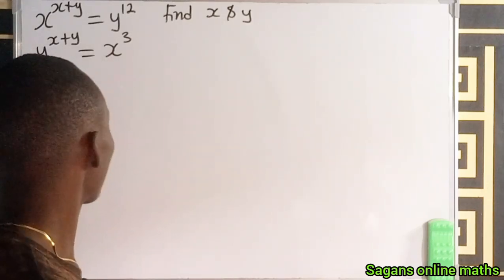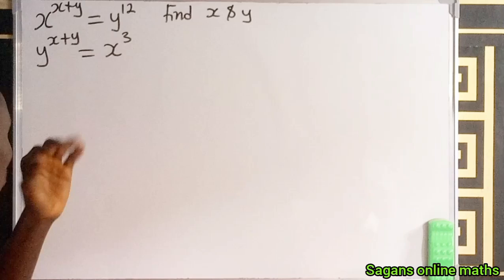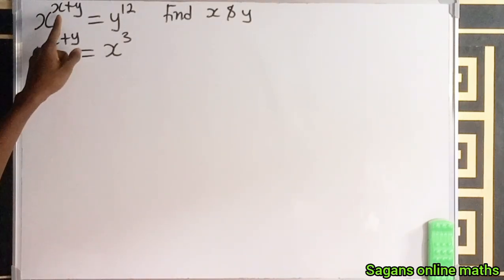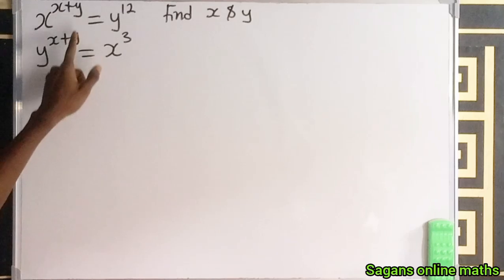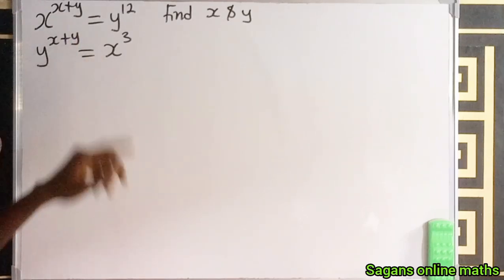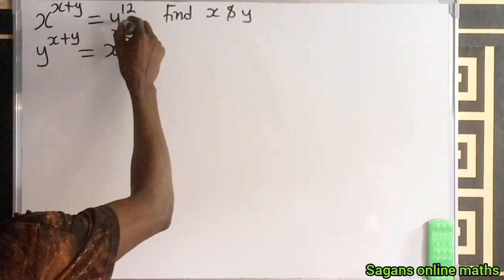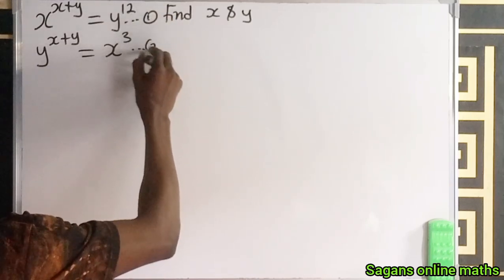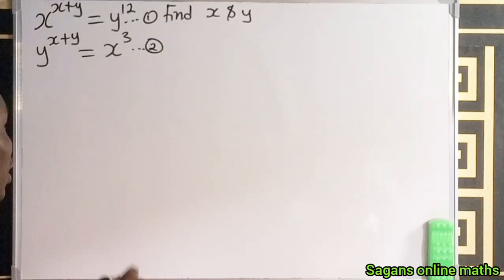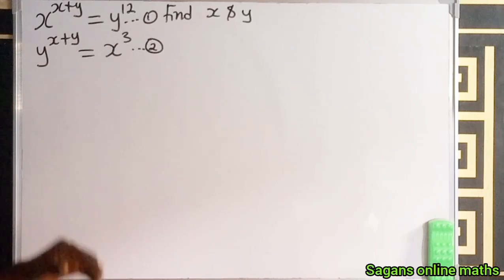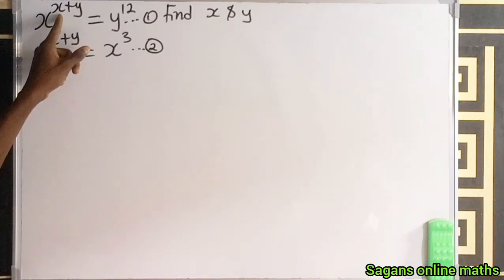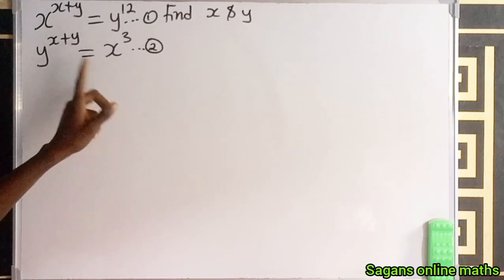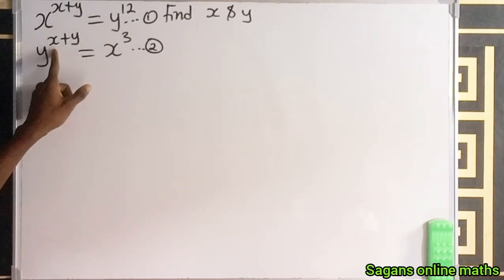Our first step, let's observe this question carefully. You can see that the exponent here is x plus y, and the exponent here is x plus y. So we are not wrong if we call this equation 1 and this equation 2. You can see that the exponent in equation 1 is x plus y, and the exponent on the left hand side of equation 2 is x plus y.